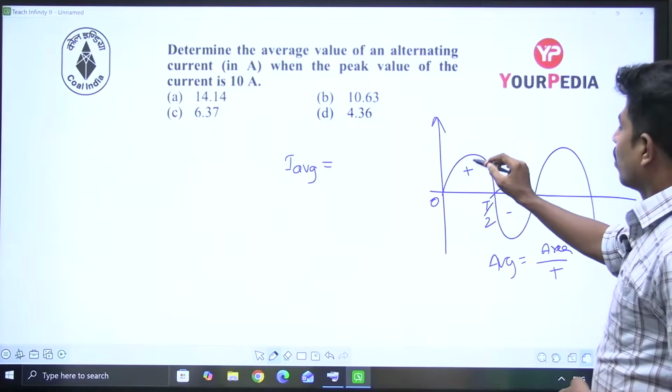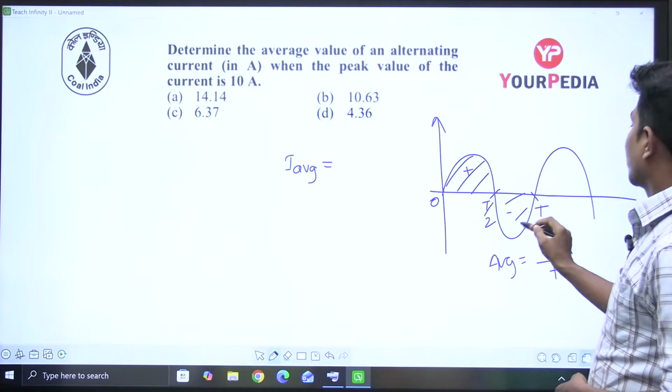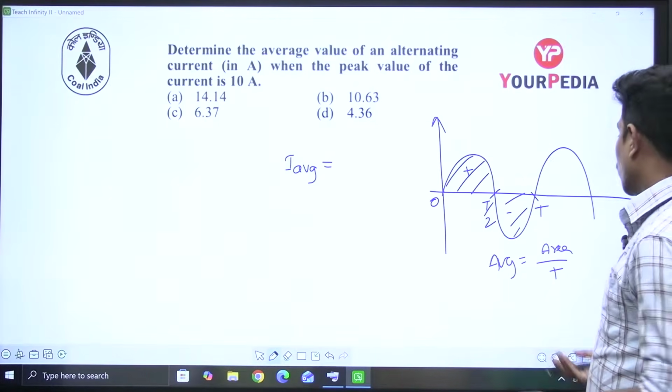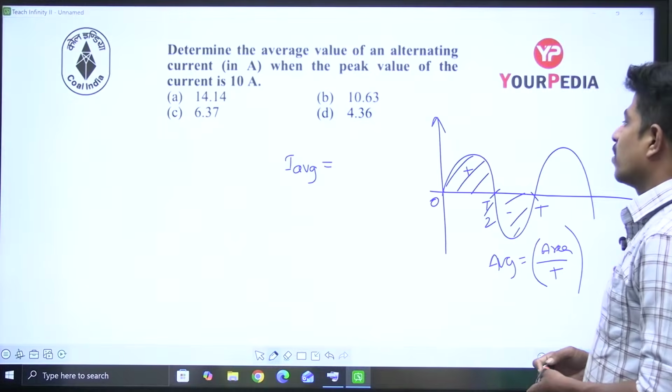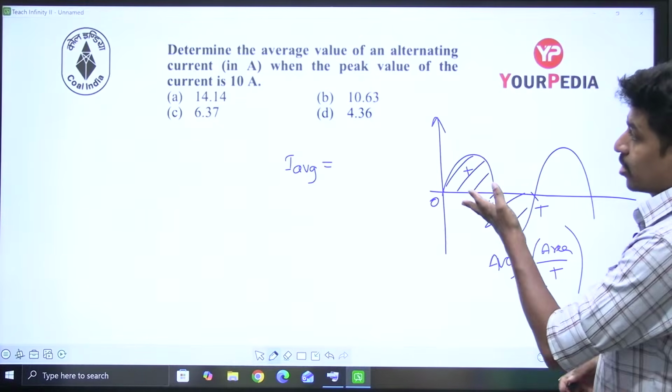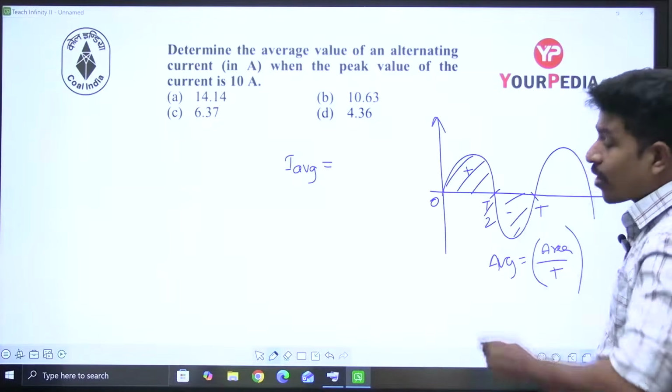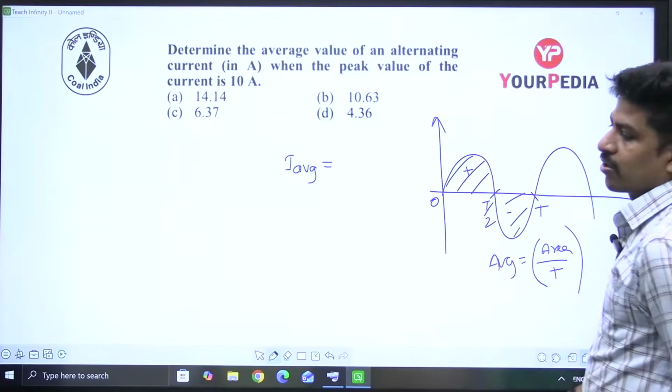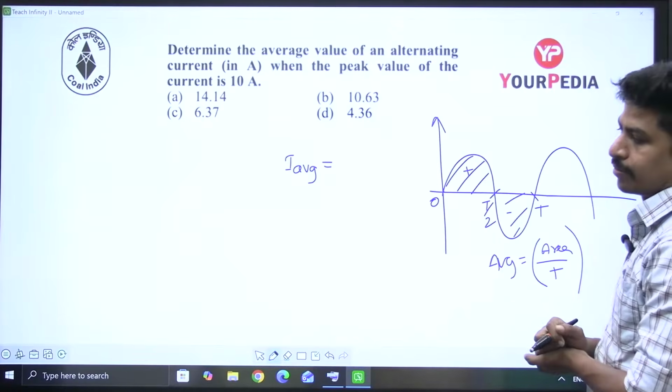Now, with equal positive and negative half cycles, the area is zero, so the average is zero. But zero is not there in the options. If zero were in the options, you would have to tick zero. That's the reason why I selected this question.